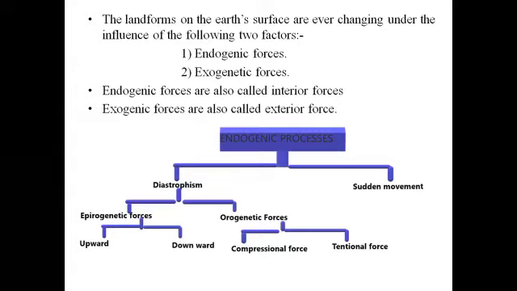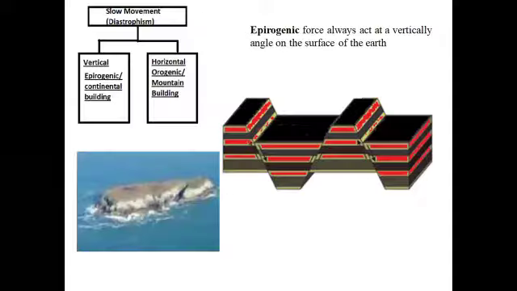Now, what is sudden movement? The movement which takes place suddenly over the surface of the earth. For example, the best example can be earthquake. Now, let us see diastrophism. Diastrophism is naturally a very slow movement.